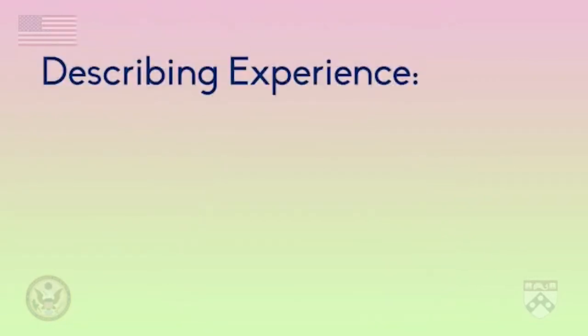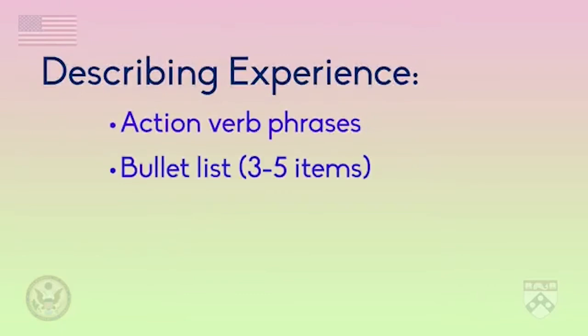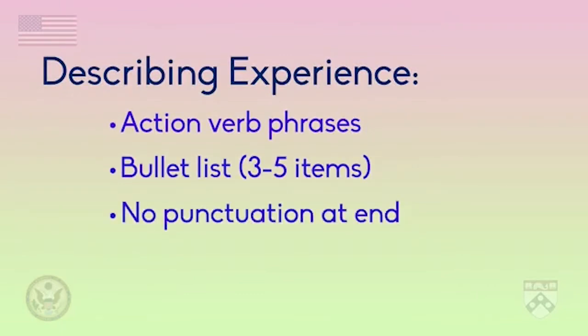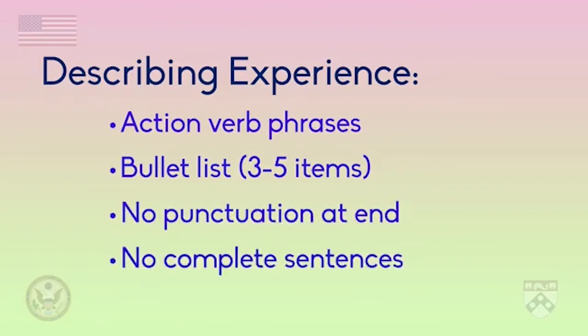When describing experience, many job seekers use a bullet list of 3 to 5 lines. There is no punctuation at the end because these are not complete sentences. It is important to be as clear and detailed as possible, but in a small amount of space.